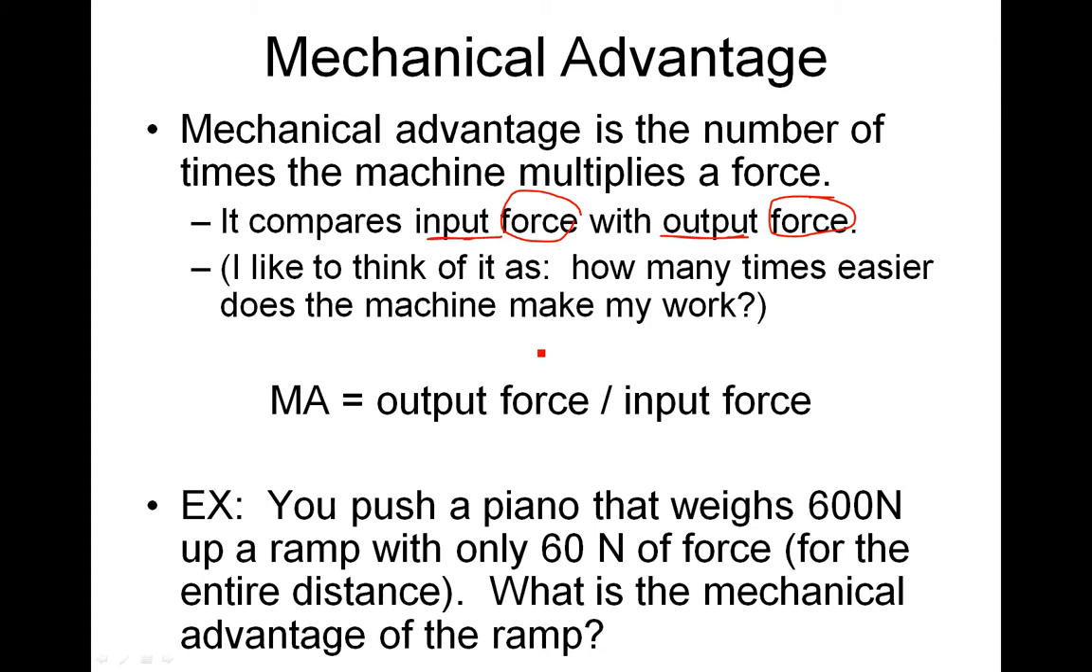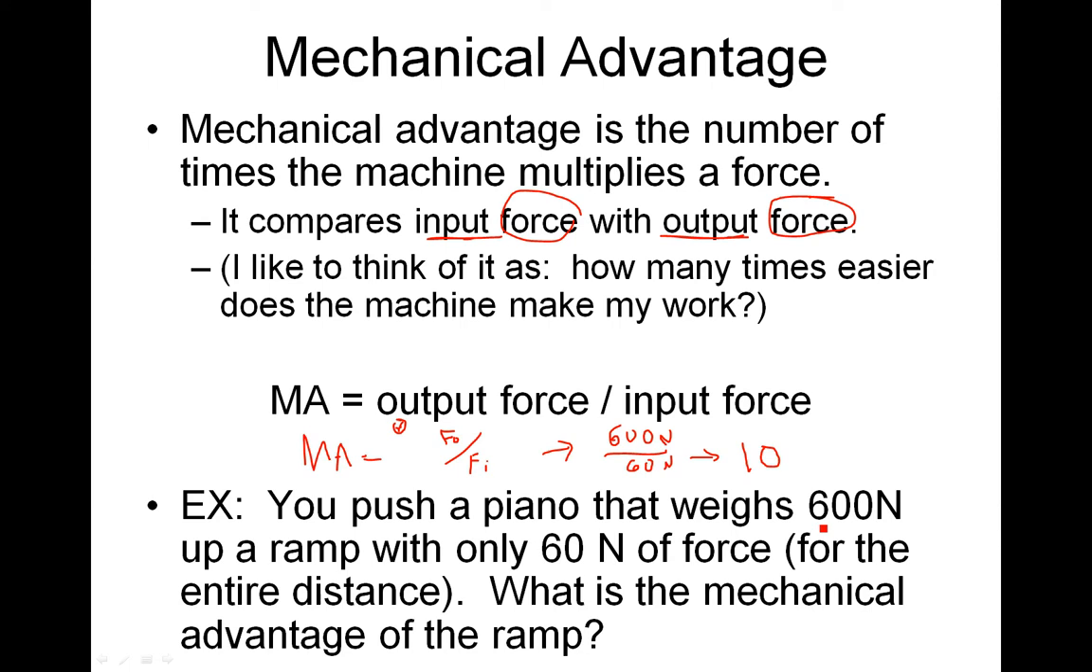That's it. So you push a piano that weighs 600 newtons up a ramp with only 60 newtons of force. What's the mechanical advantage? Mechanical advantage equals force out divided by force in. The force out, remember, is the object. The piano weighed 600 newtons, so that's my force out. So 600 newtons force out divided by my force in. That's what I did. I did 60 newtons in. So 600 divided by 60 is 10.